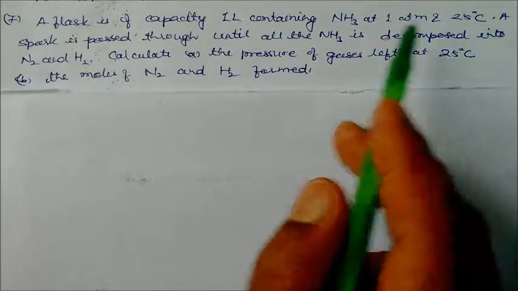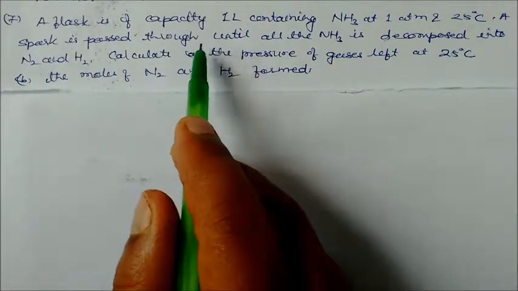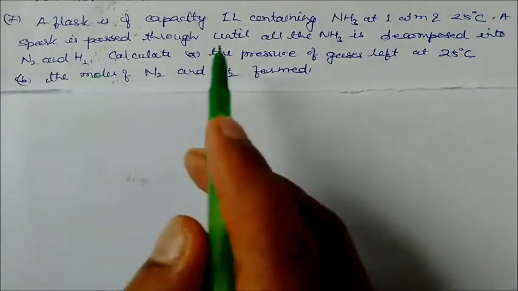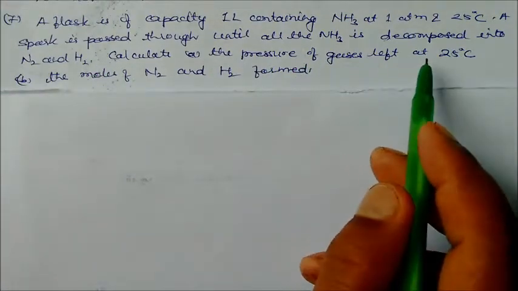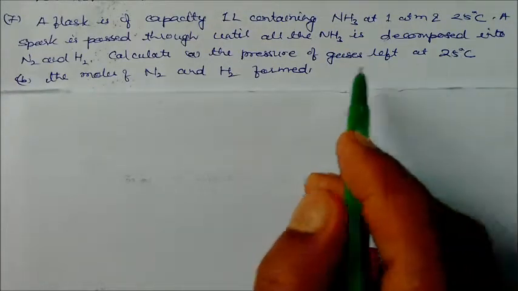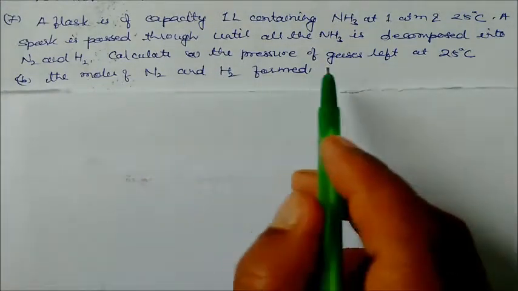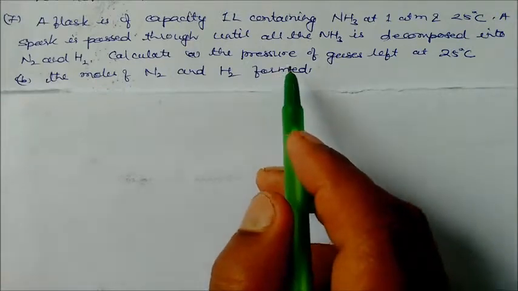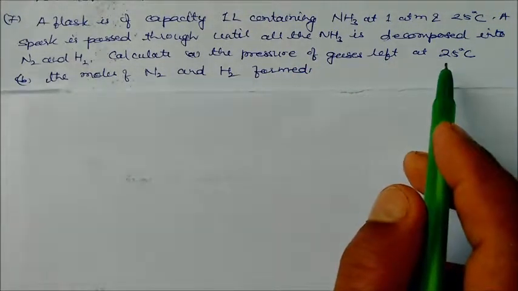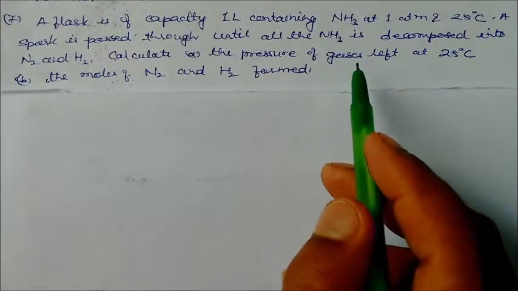A spark is passed through until all the ammonia is decomposed into nitrogen and hydrogen. You have to calculate the pressure of gases left at 25 degrees centigrade. We have two gases, nitrogen and hydrogen. So what is the pressure of the nitrogen and hydrogen formed, and what is the pressure of the gases left at 25 degrees centigrade? We have to find the ratio of the two gases.